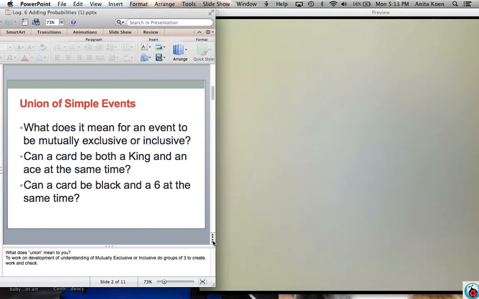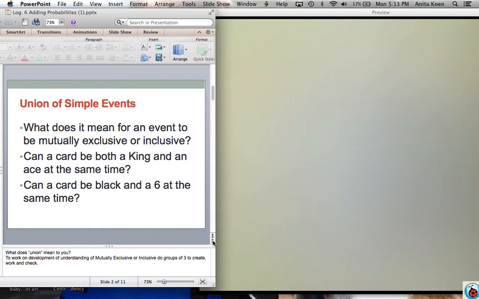Union of simple events. What does it mean for an event to be mutually exclusive or inclusive? Remember that mutually exclusive means that the two things cannot happen at the same time. Mutually inclusive means that the two things can happen at the same time. Can a card be both a king and an ace at the same time? No. So this is mutually exclusive.